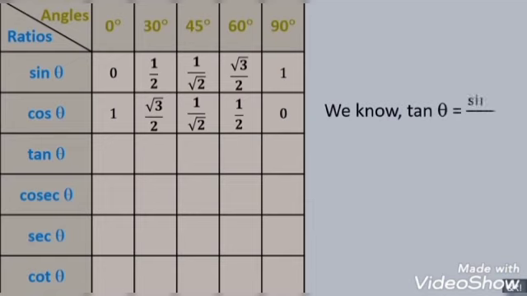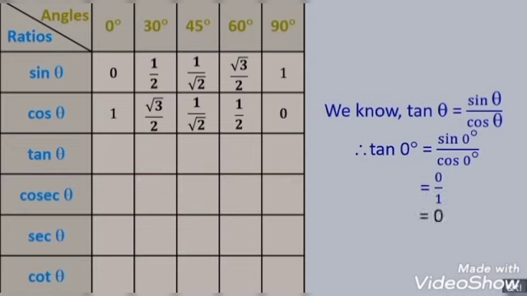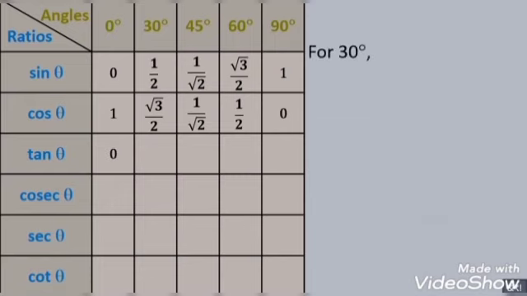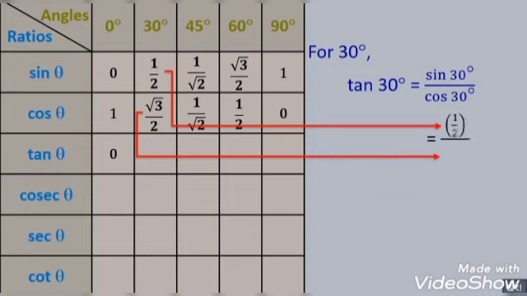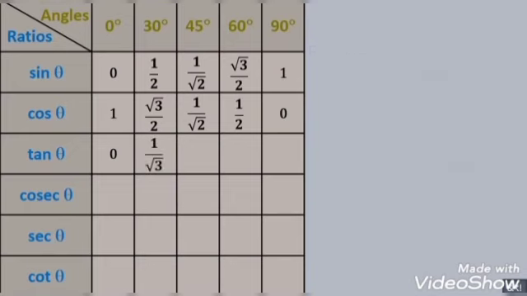We know tan theta is equal to sin theta by cos theta. So tan 0 degree is equal to sin 0 degree by cos 0 degree, so 0 by 1, and 0 by 1 is 0. And for 30 degree, tan 30 degree is equal to sin 30 degree by cos 30 degree. Their values are 1 by 2 by root 3 by 2. If we simplify that, it is equal to 1 by 2 into 2 by root 3. The 2 gets cancelled, and the answer is 1 by root 3.